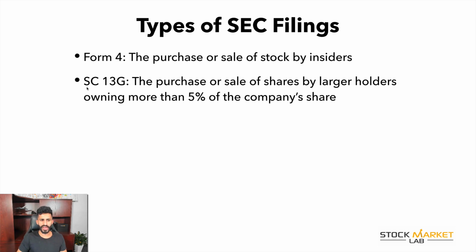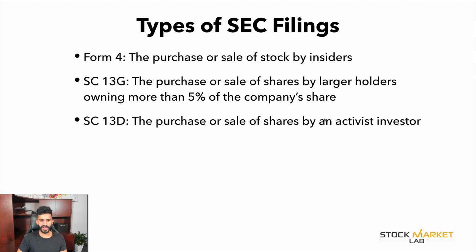Another form is called the SC13G. This is the purchase or sale of shares by large holders owning more than 5% of the company's shares. If someone ends up owning more than 5% of the company's shares, they have to file this report. So if this is seen, maybe by a big institution, big hedge fund, or a billionaire looking to purchase a large amount of a company, they will be filing this report if they end up owning 5% or more of a company's shares.